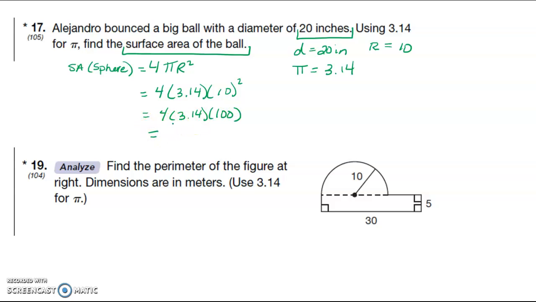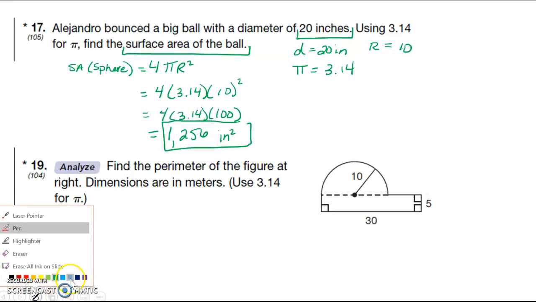So let's see. Four times 3.14 times 100, and I get 1,256 inches squared. Okay. All right, let's change colors.